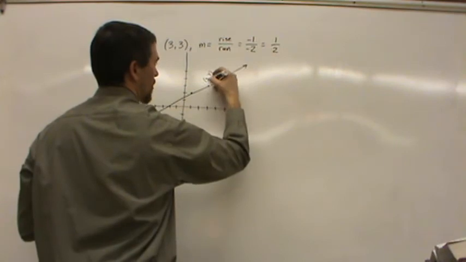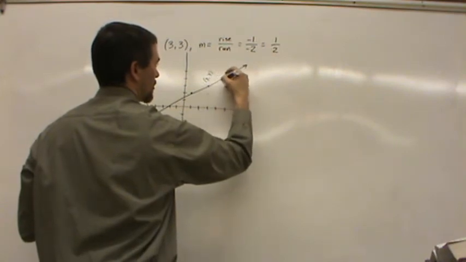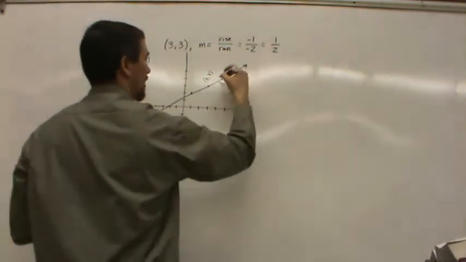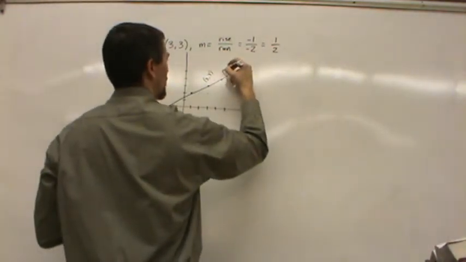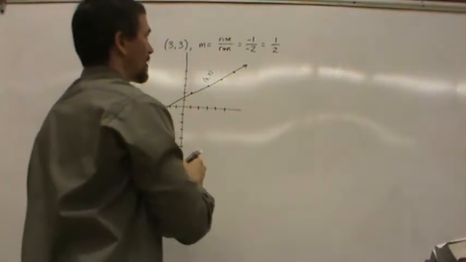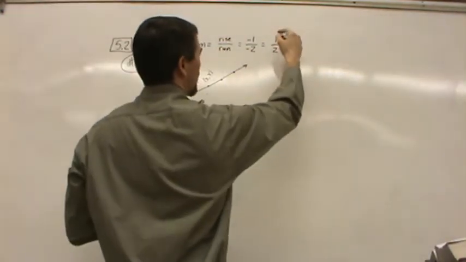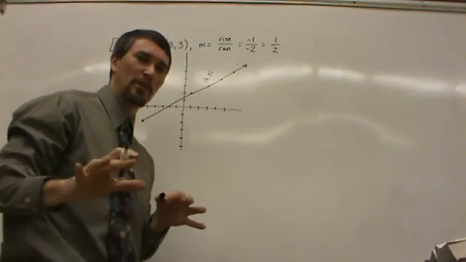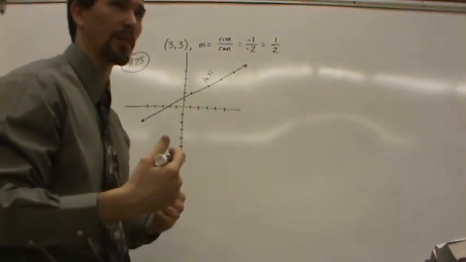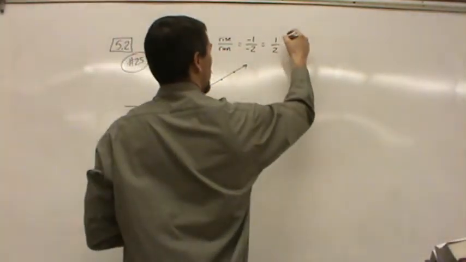So what happens if we rise 1 and run 2? Lo and behold, we still end up on the line. And if we keep doing that, we rise 1 and run 2, we're still on the line. In fact, let me make sure that you understand, at this point we found our slope, and I'm just elaborating on something that I think is important.